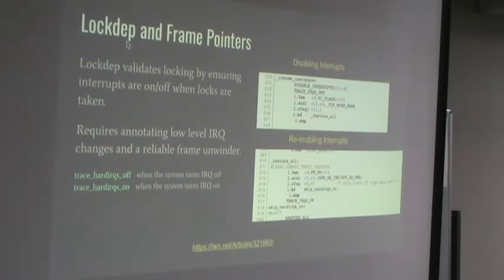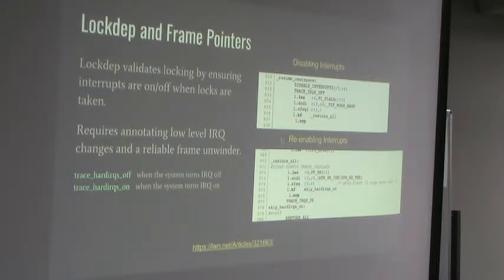But when you're in low-level code, like servicing a timer, the low-level architecture might automatically shut off interrupts, and Linux doesn't know about that. Or when you return from servicing an interrupt, it might re-enable interrupts automatically. So you need to put into your low-level code these kinds of calls to lockdep on or lockdep off, which are trace hard IRQs off and trace hard IRQs on, which is kind of interesting.